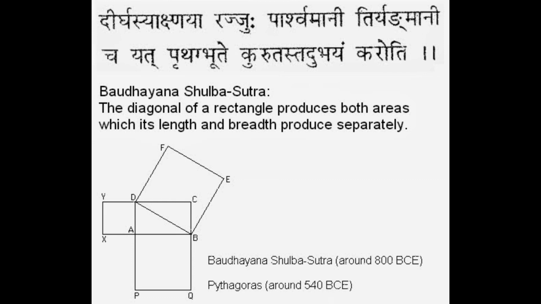In addition to the Bodhyana Sulba Sutra, there were two other Sulba Sutras. The next Sulba Sutra was composed by Manava and is known as the Manava Sulba Sutra. Manava lived between 750 to 650 BC. The third and the final Sulba Sutra is known as the Apastamba Sulba Sutra, which was composed by Apastamba, an ancient scholar who lived in the 6th century BC.